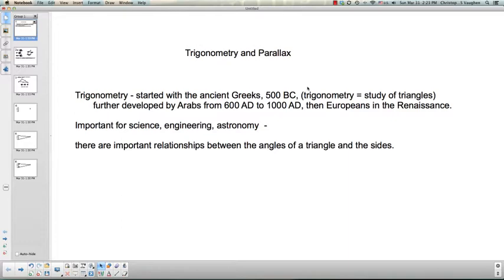to about 1000 AD, and then more developed by the Europeans in the Italian Renaissance and then through the rest of Europe. The ideas here are important for science and for engineering and for astronomy. Astronomy is important, of course, for navigation early on and for understanding the motions of the planets, for astrology, motions of the sun and the period of the year in order to determine the days of Easter and for an accurate calendar. And there were important relationships between the angles of a triangle and the sides of the triangle, and that's where it starts.